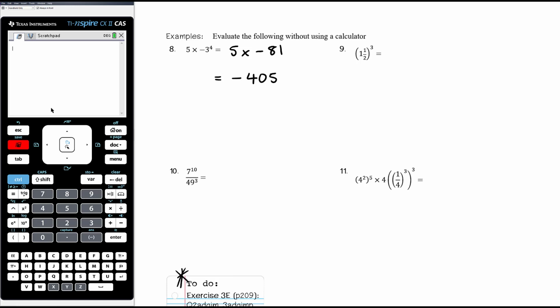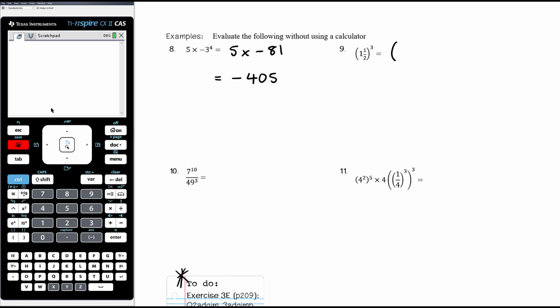Alright, question 9. Now we need to be really careful with mixed numbers, because 1.5 means 1 plus a half. And we know that if there's addition here, we can't just do 1 cubed plus a half cubed. So mixed numbers, as always, really, when we're anywhere beyond primary school, are our enemy, and the first thing I want to do is write 1.5 as an improper fraction.